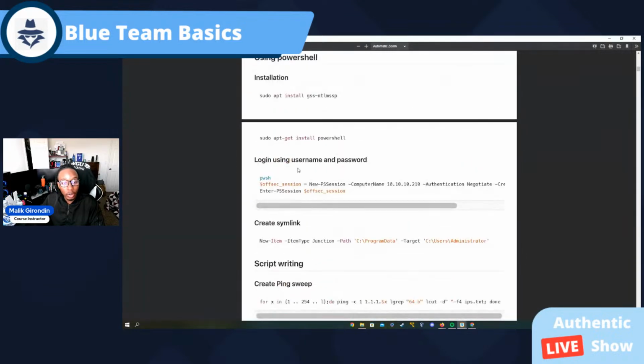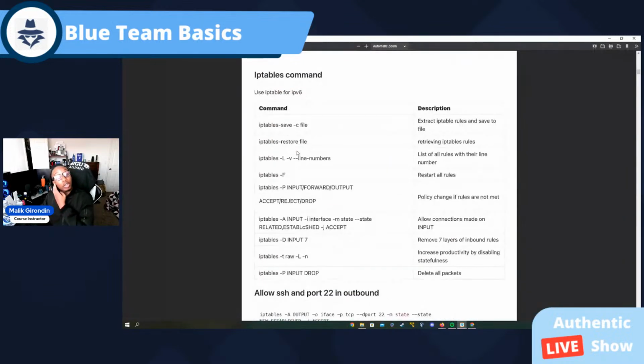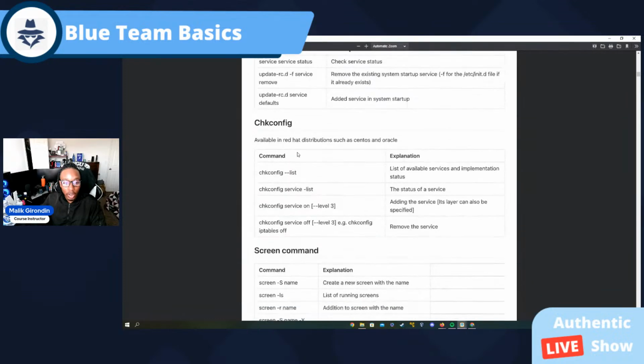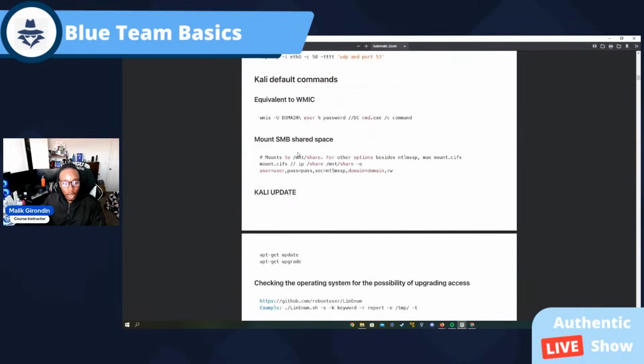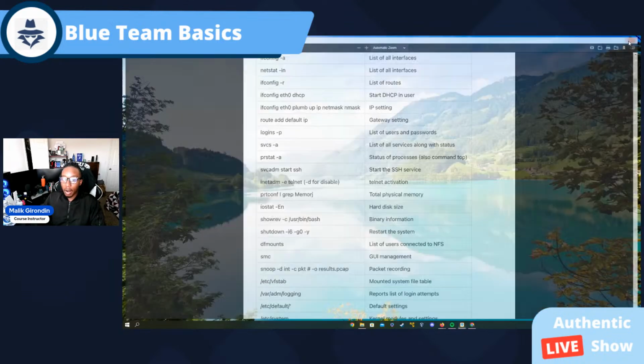Ping sweep. Oh shoot, this is some good stuff right here. Do not block IP. Yeah, this is some dope stuff. So whoever created this, shout out to you, man. This is very, very good, very verbose. And yeah, this is stuff penetration testers and red teamers use in the field. Okay, that's cool. We're gonna close that out.